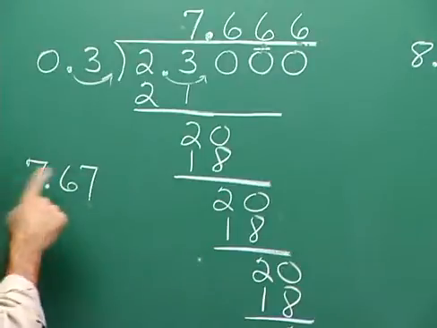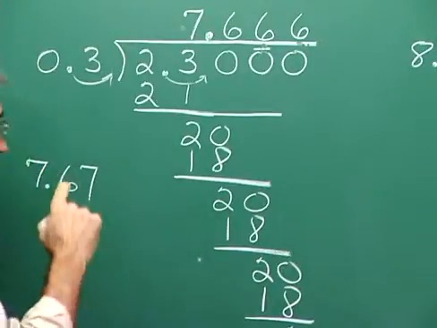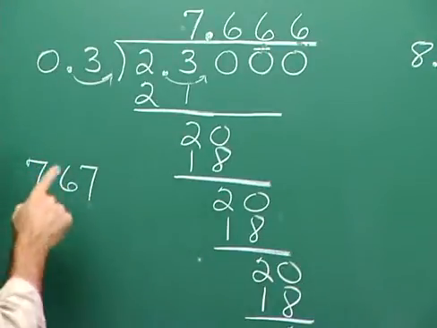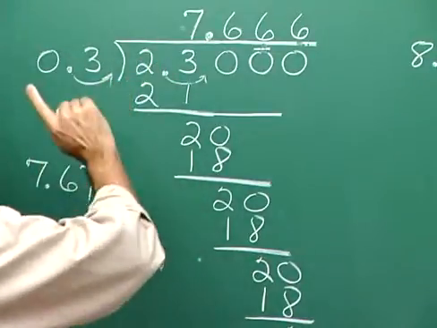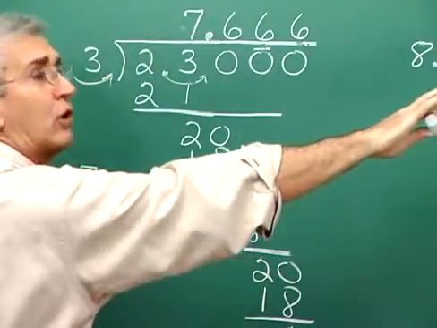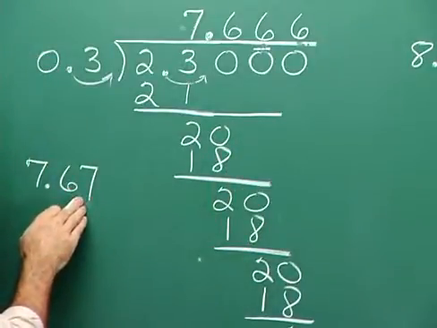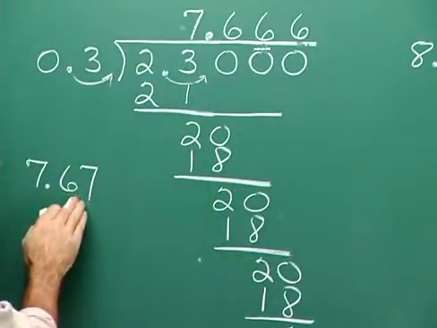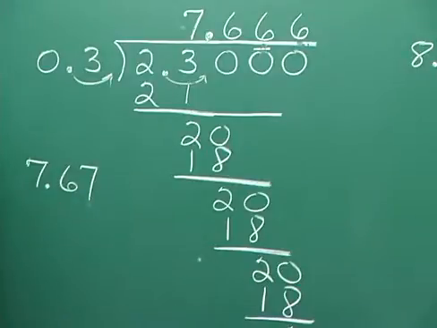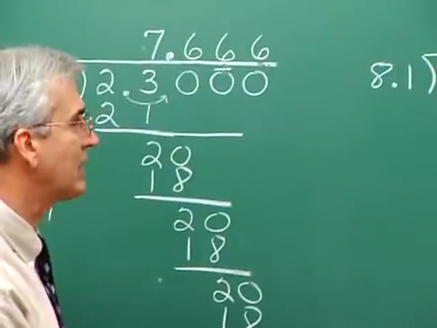Now, a rounded number is not an exact value. It's not the same as 7.6666666 forever, you see, because I rounded it to some degree of accuracy. And it's kind of important to realize that, and we'll have more to say about that later on in our studies. Okay, so 7.67.